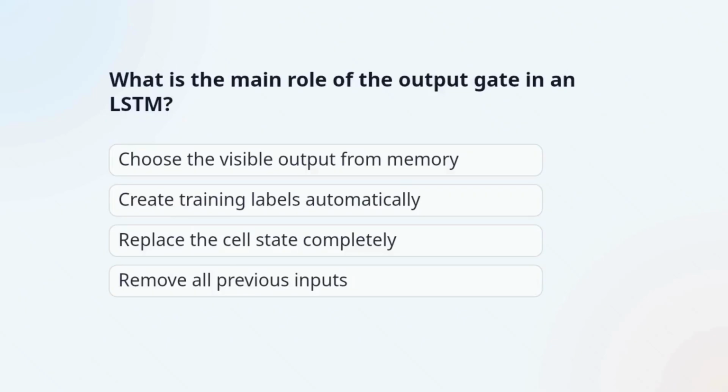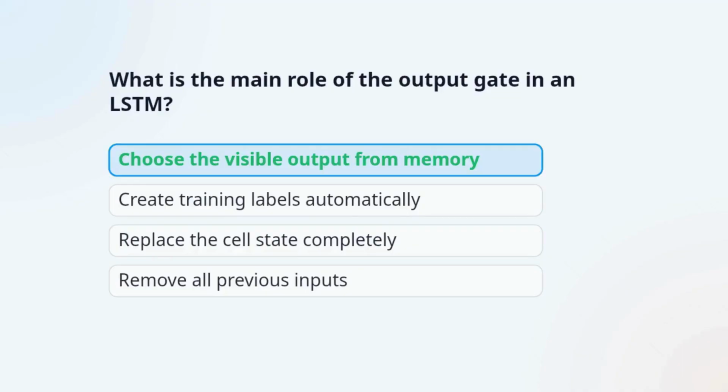Question 3. What is the main role of the output gate in an LSTM? The correct answer is choose the visible output from memory. The output gate controls which information from the memory cell becomes the hidden output at that time step.